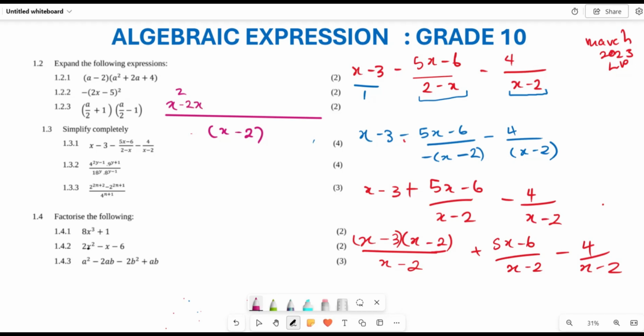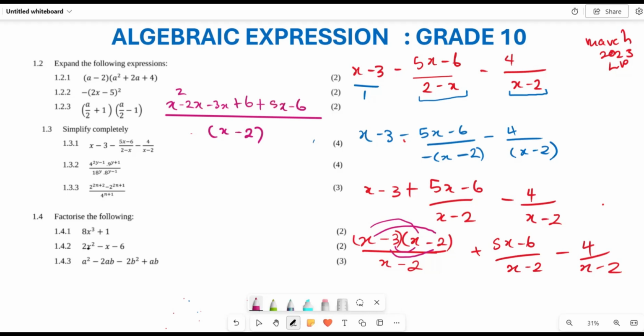Then x times negative 2 is negative 2x, and then negative 2x and negative 3x, this gives us negative 3x, right? And then from here, I am distributing again. So this is going to be negative 3 times negative 2, which is positive 6. Then plus 5x minus 6.